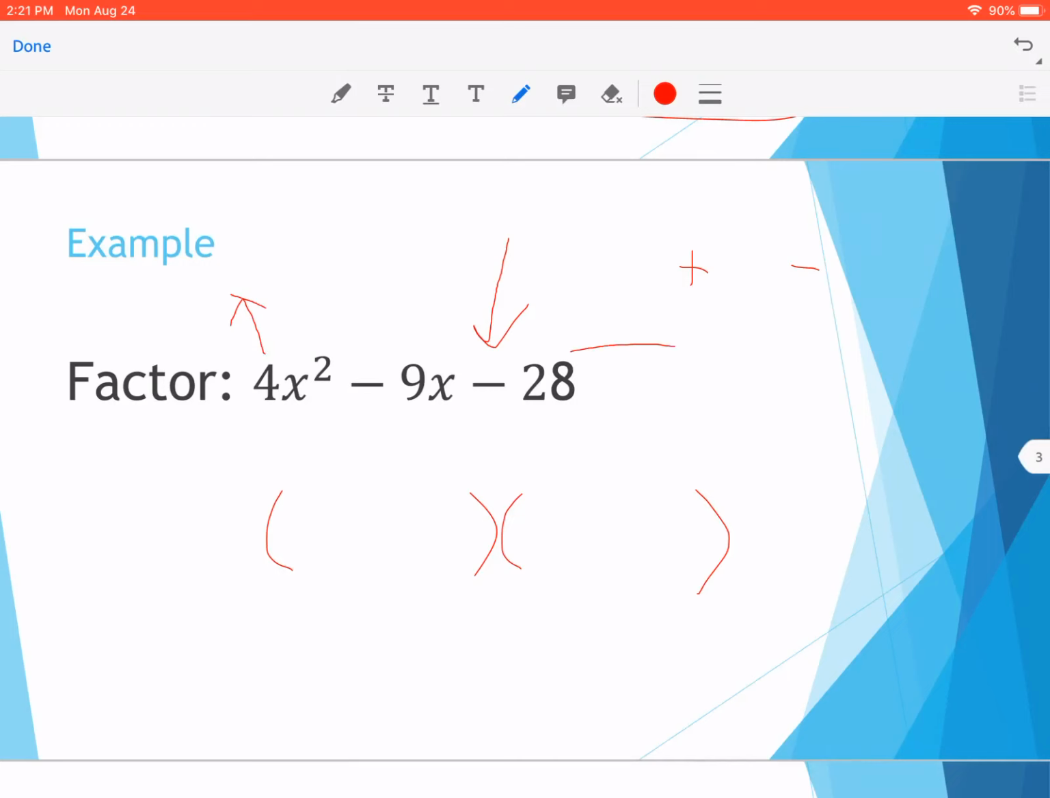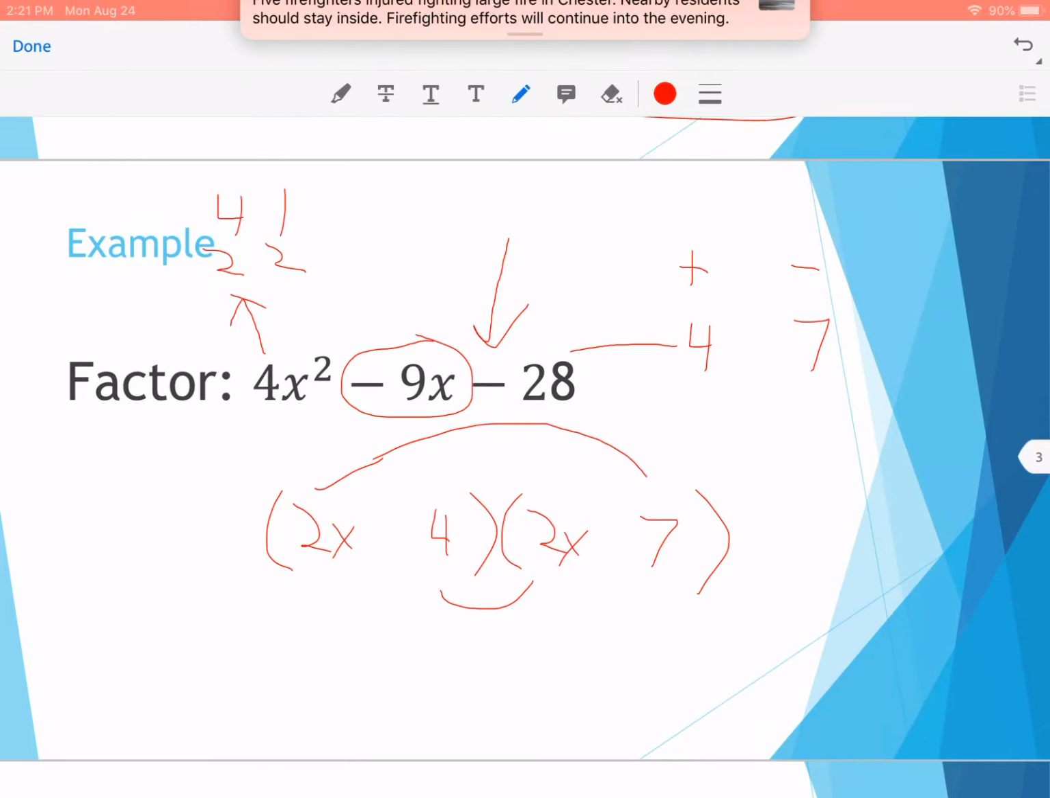Here, it could be 1 and 28. I would probably try with 4 and 7 first. That's just my gut feeling. Usually it's the most obvious one. So if we try 4 and a 7, it doesn't really matter. We could try 4 and 1 here, or 2 and 2. And if we try 2 and 2, and a 4 and a 7, again, remember, outside and inside have to give me a minus 9. That's looking like outside is 14x and inside is 8x.